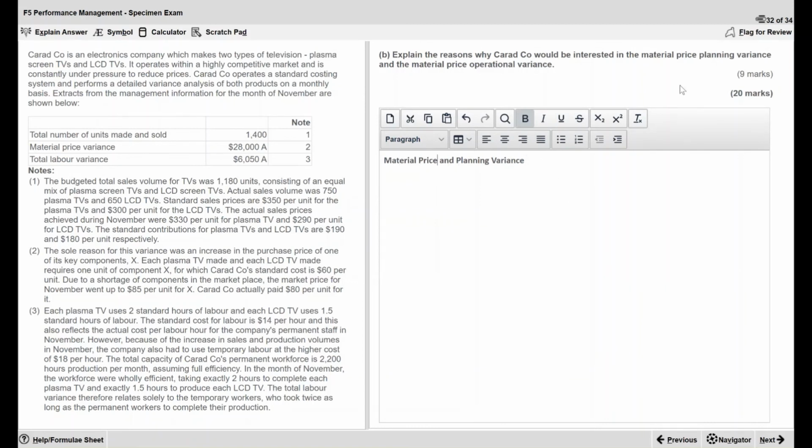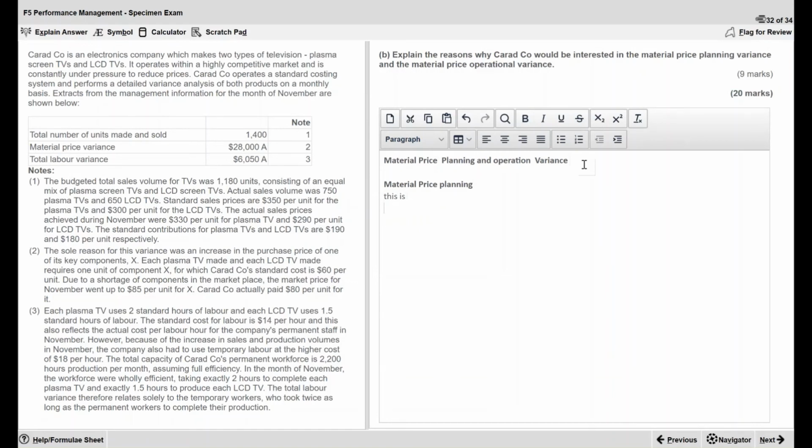Material price planning and operational variance. If you're not sure, always use titles. I'm going to generally explain this.